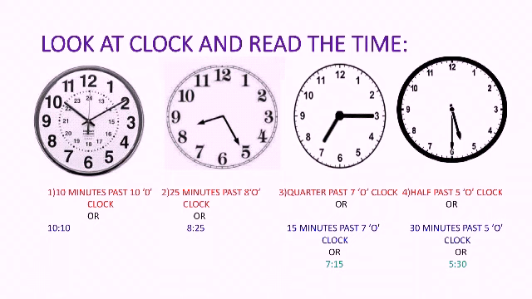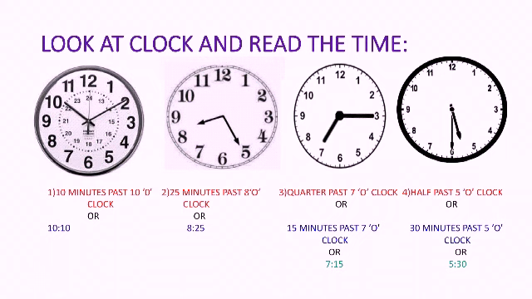Now, the second one. The hour hand is pointing at 8 and the minute hand is pointing at 5. So the minute hand pointing at 5 means 5 fives are 25 minutes, and the hour hand pointing at 8 means 8 o'clock. So what will be the time? 25 minutes past 8 o'clock, or you can write 8 colon 25.